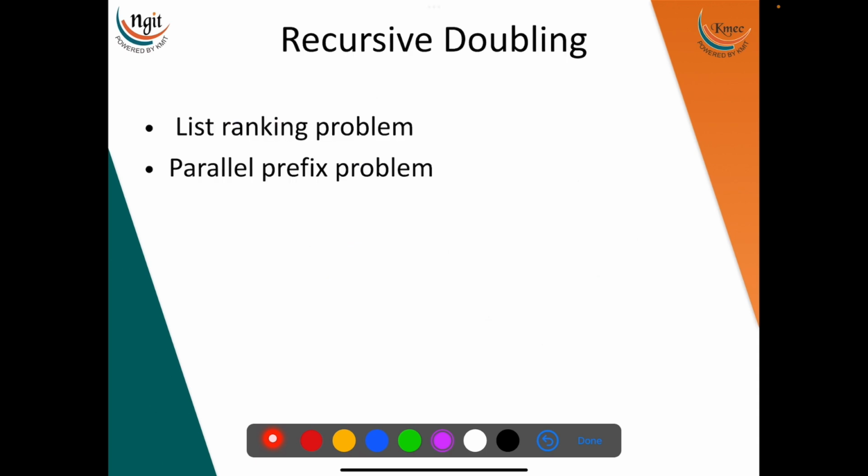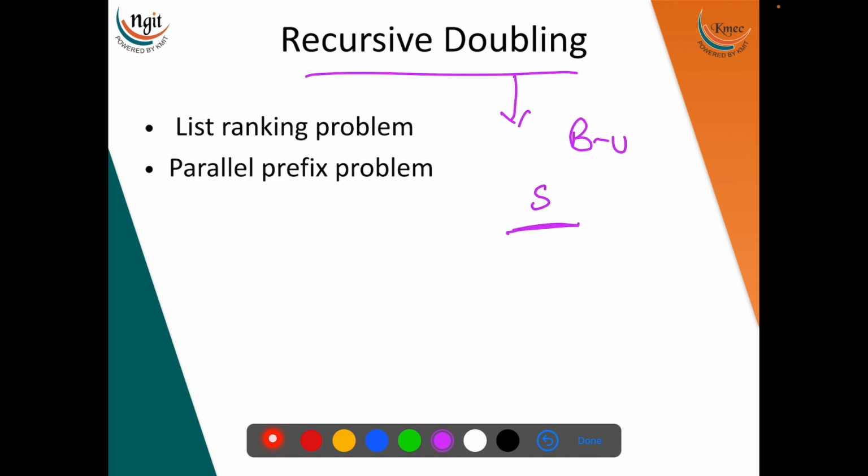Now there is one more technique, recursive doubling. Recursive doubling is a technique that can be thought of as a complement of the divide and conquer paradigm. Divide and conquer is a top-down technique. Recursive doubling is a bottom-up technique. The main idea is to start with small subsets and iteratively combine them in pairs until the whole problem gets solved. The recursive doubling technique can be described by two problems: the list ranking problem and the parallel prefix problem.